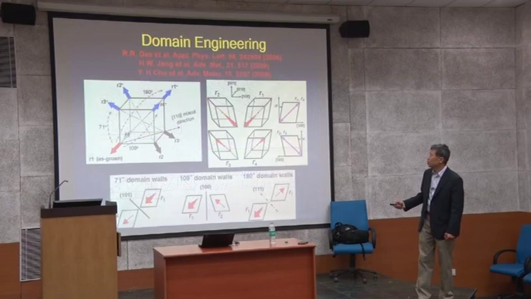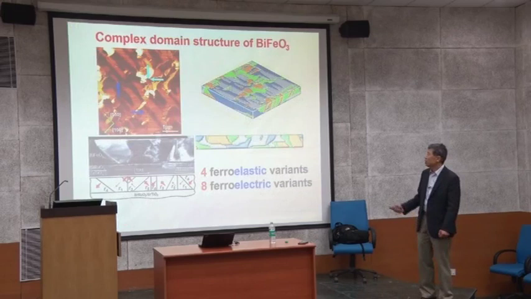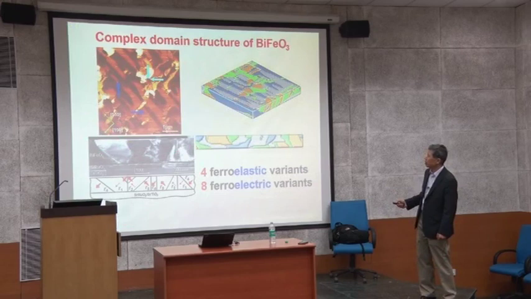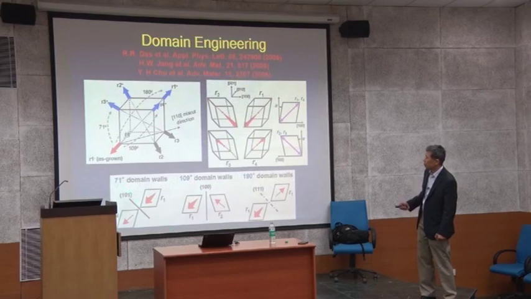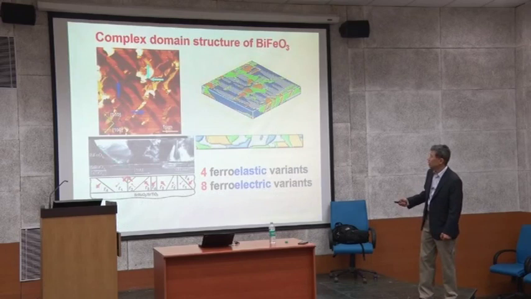Okay? So that means there's a lot of complexity. If you look at the cross-section micrograph, you see a 45 degree kind of domain wall, which is a 71 degree domain wall. The domain wall looks like that, and it is a slanted domain wall. But some domain walls are vertical domain walls here.